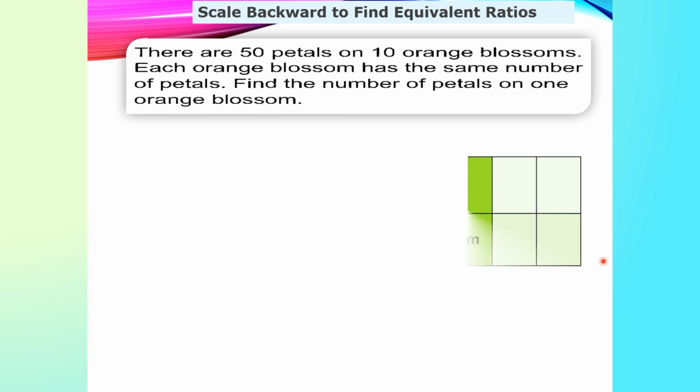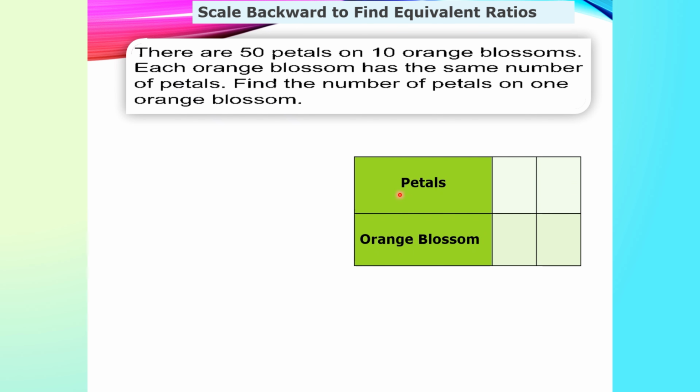Let's make our table, with petals and orange blossoms. So for 50 petals, we have 10 orange blossoms. For one orange blossom, how many petals do we need to find? So what can we do to 10 to get to 1? We need to scale backward. Remember, scaling backward means dividing.